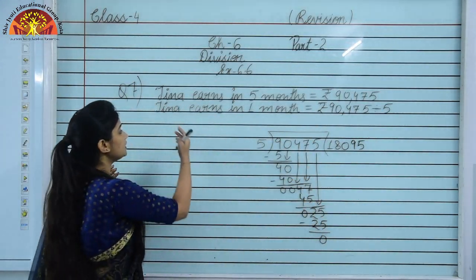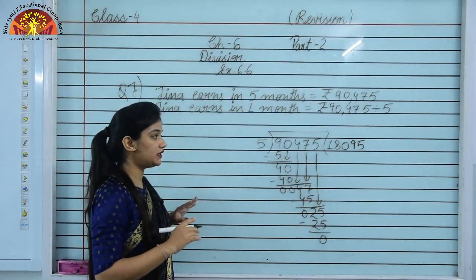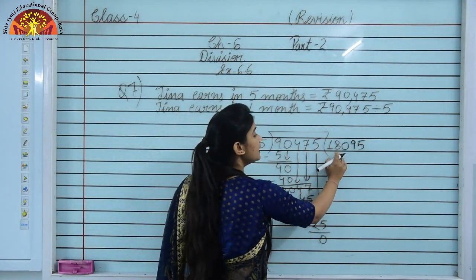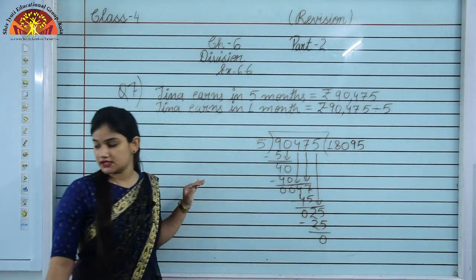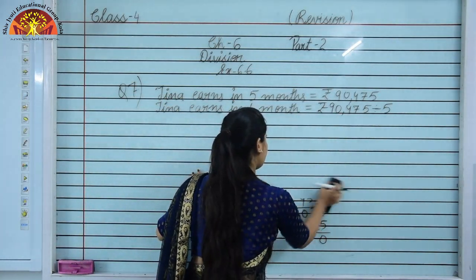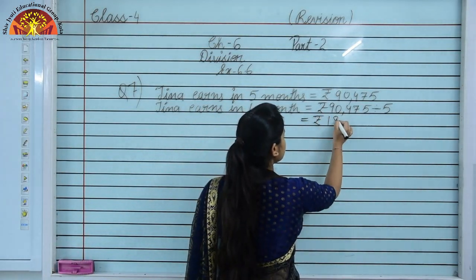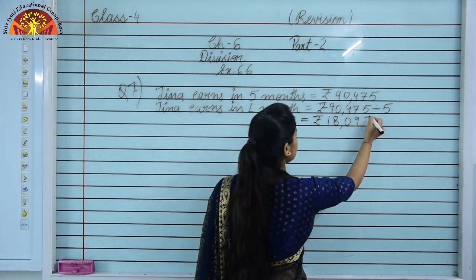We were finding the earning of Tina in 1 month. हम टीना की earning find कर रहे थे 1 month की and the earning of Tina is 18,095. Is it clear students? Rupees 18,095.